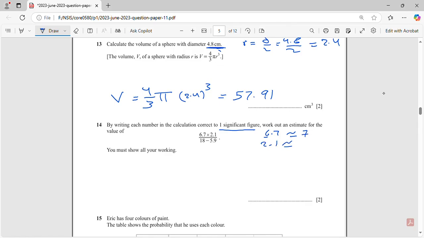2.1, it will be 2. 18, it will be what? No, one significant figure. 5.9. Exactly. Now I have to write this down. So it will be 7 multiplied by 2 divided by 20 minus 6.